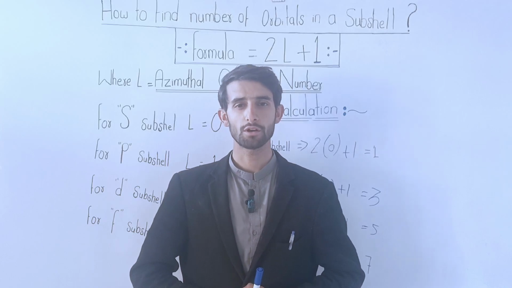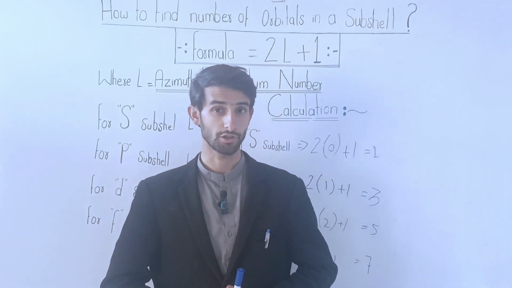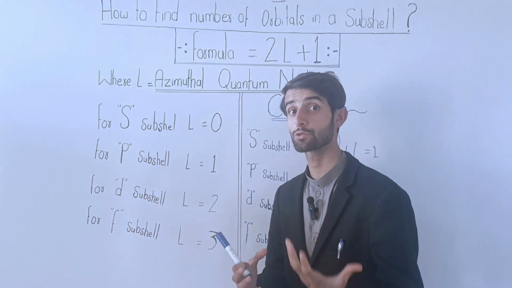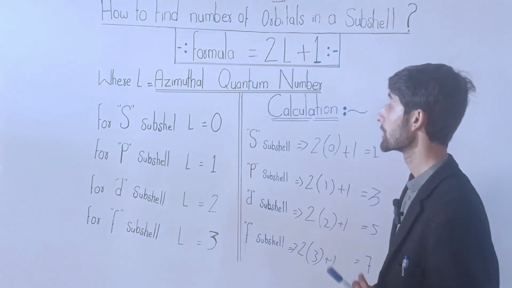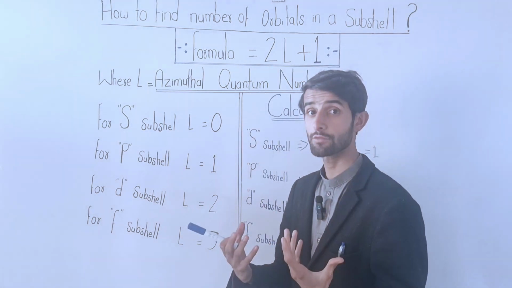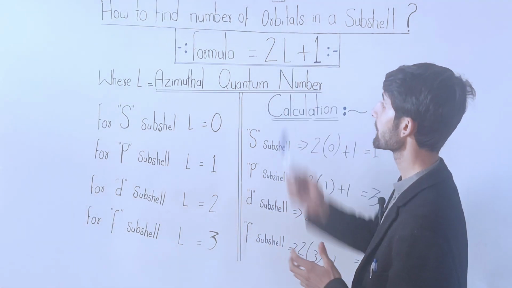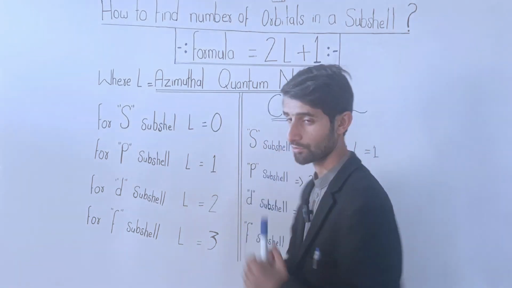How to find the number of orbitals in a specific shell? Students, we can easily find the number of orbitals in a specific shell through this formula, 2l plus 1. So through this formula, we can easily find the number of orbitals in a specific shell. In this formula, the L variable value is equal to the azimuthal quantum number.